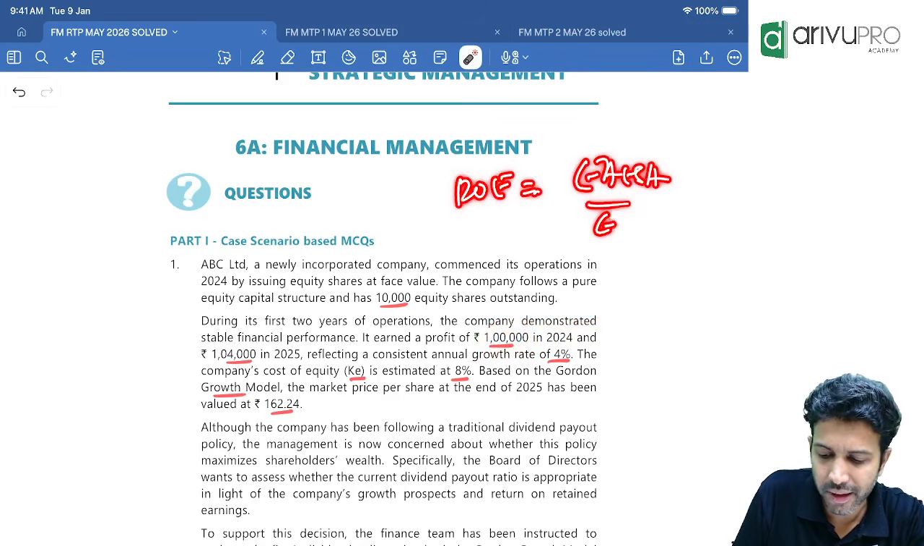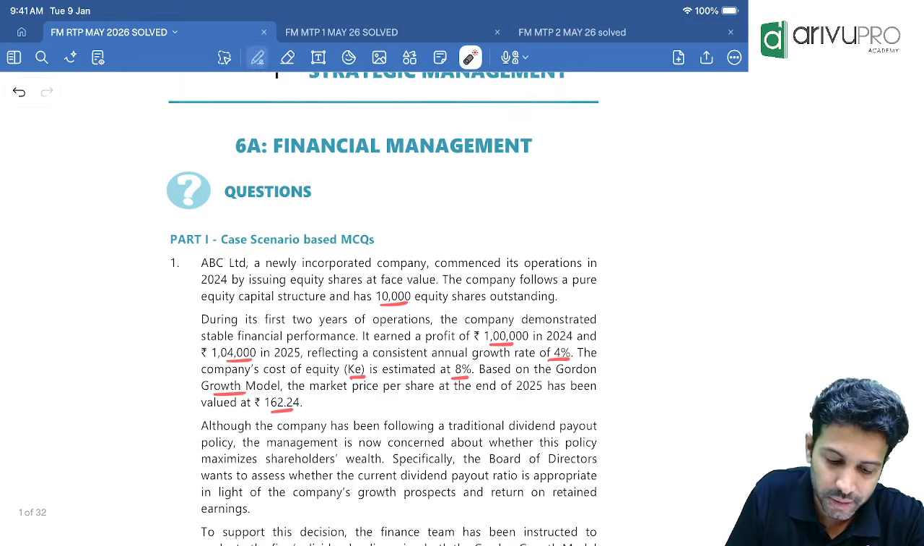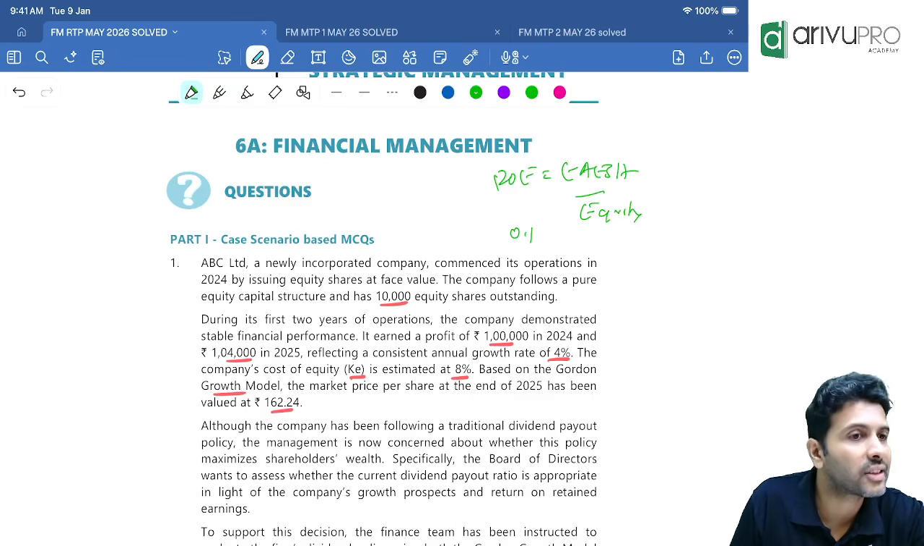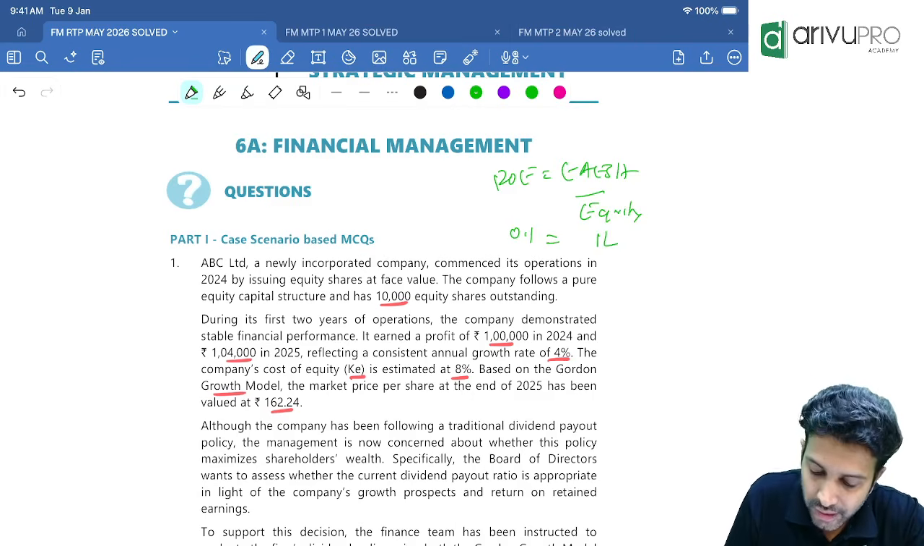Return on equity is equal to EAT divided by equity. Now, what is return on equity? That is 10%, 0.1. Divided by EAT, which is how much? 1 lakh. Divided by equity.